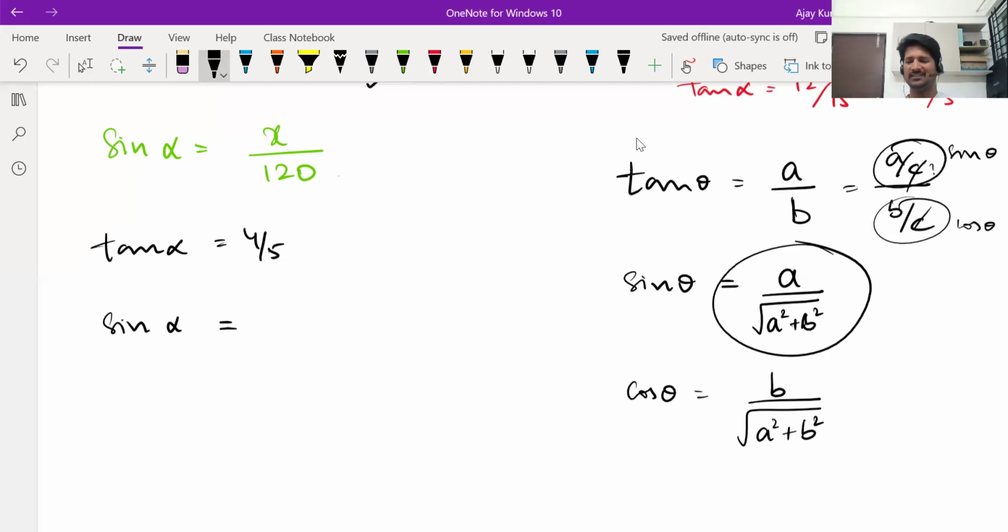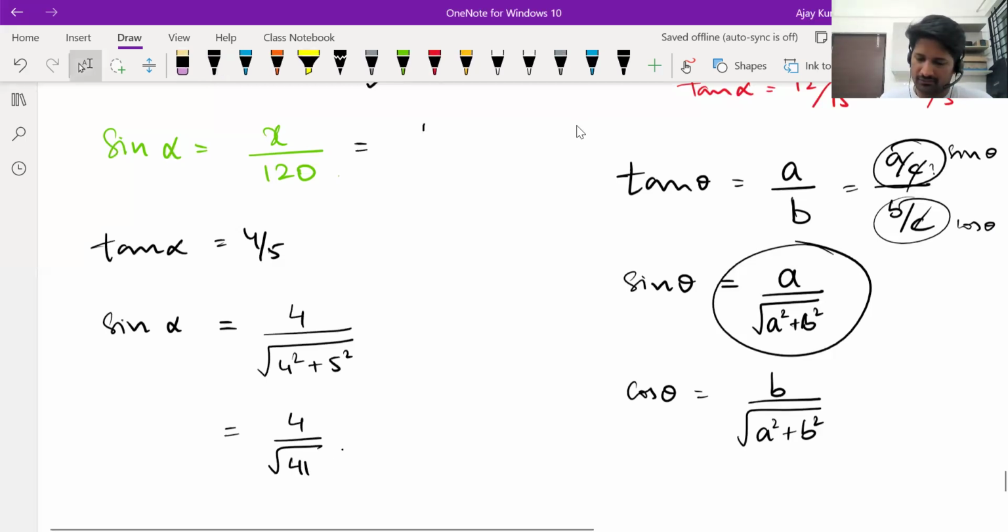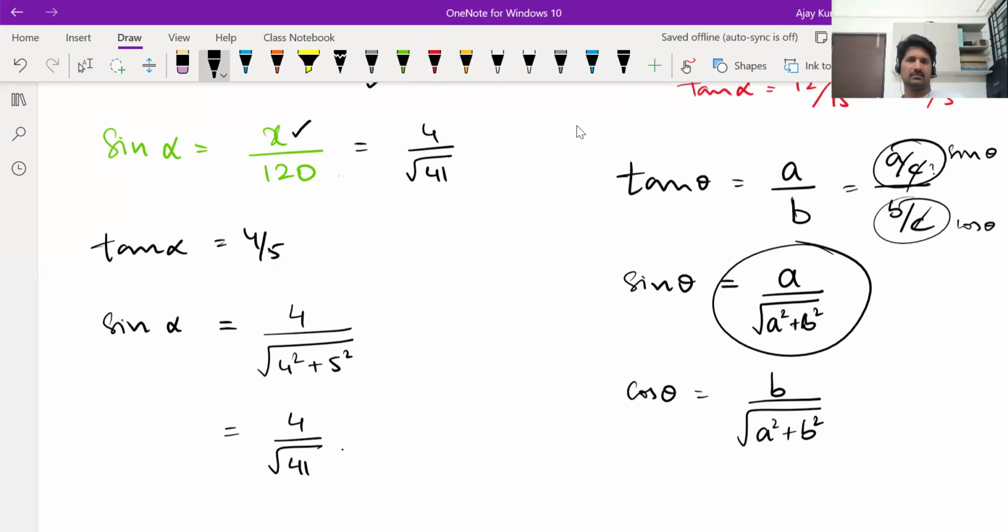Why should it be 4 by 3? Sir, 4 by root 34. 4 by root of 4 square plus 5 square, 16 plus 20. How did you get 34? 16 plus 25, 41. Anyway, we got the sine value. This is 4 by root 41. Then we can tell the distance x.